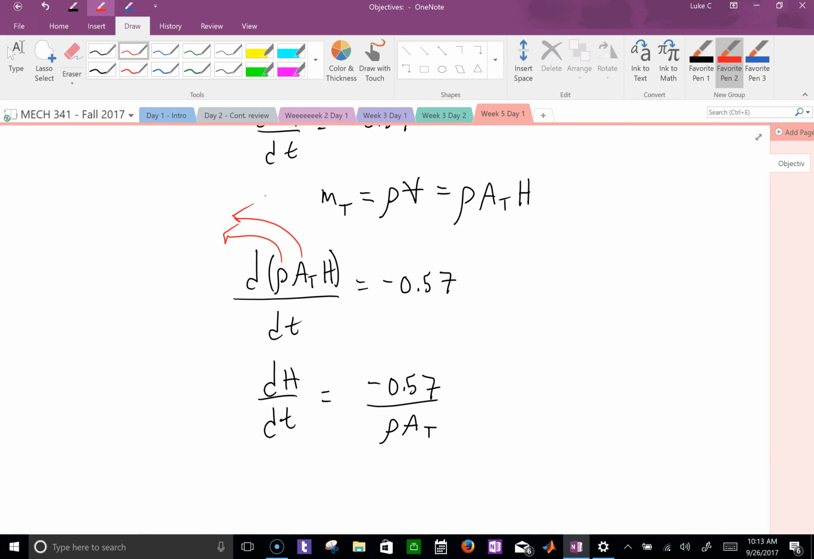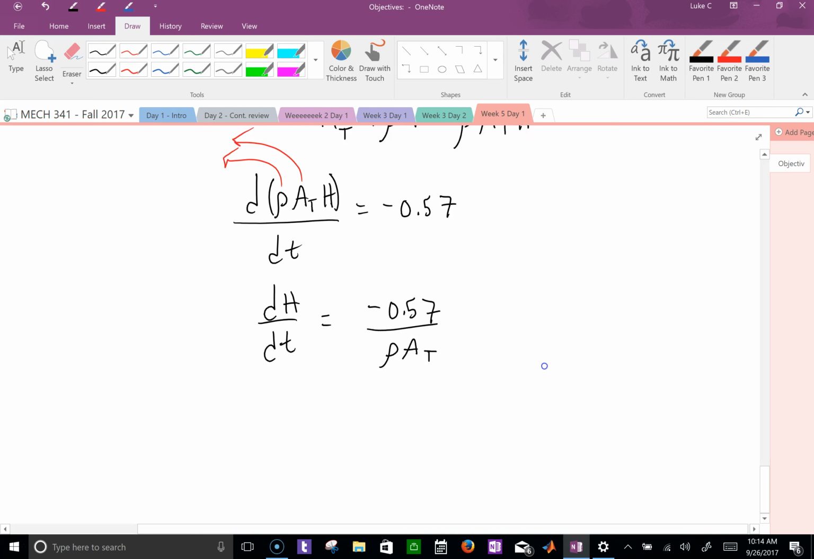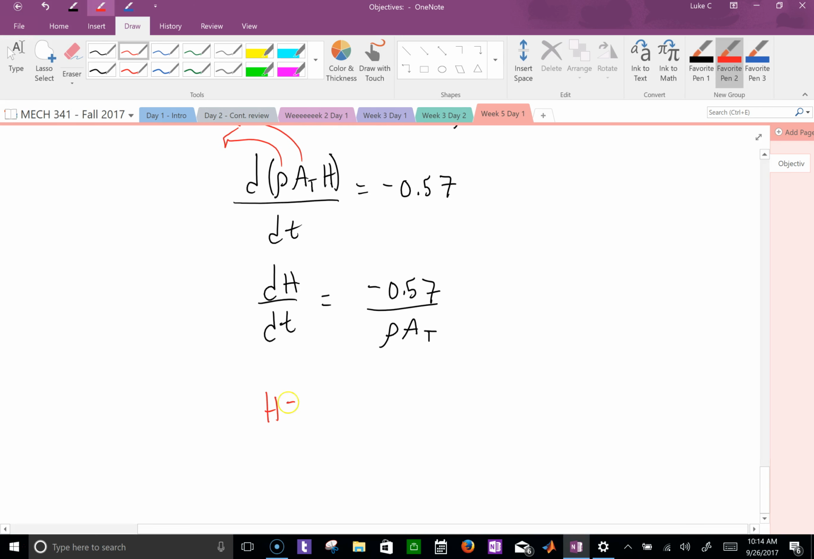And holy smokes, look. What is this? It's another differential equation that has H. All this is constant over here, right? So you can just integrate it like we did with the mass, and we end up getting this for an equation, times T all over rho times the area of the tank.